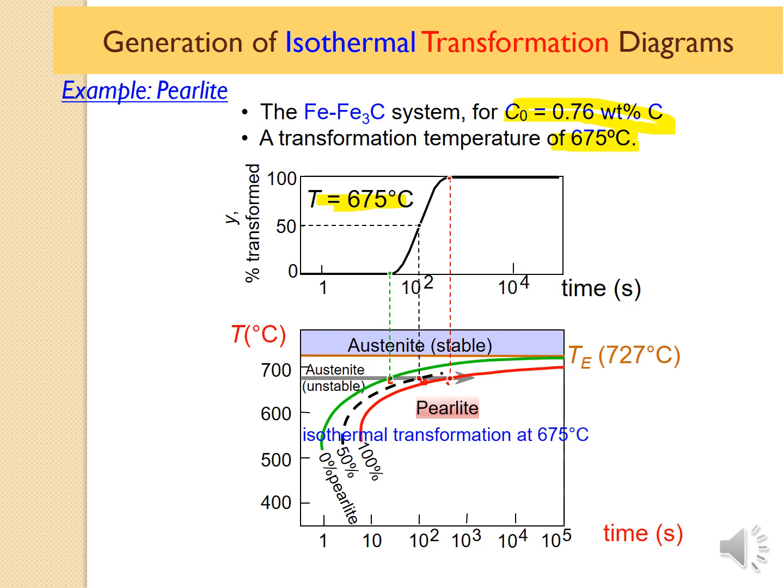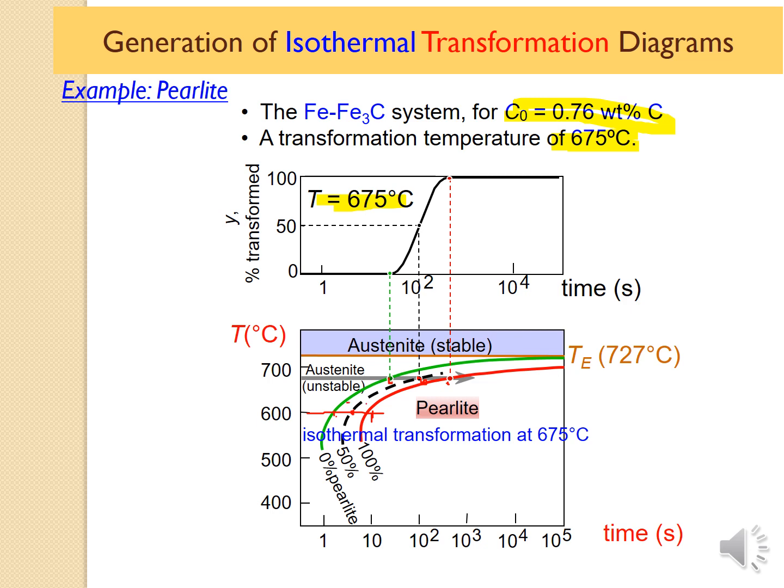And the same thing, we'll do the same experiment at a different temperature. For example, we will cool quickly from austenite, from above the eutectoid temperature to 600 degrees Celsius, and we measure the time the transformation just starts. We measure the time 50% finished. We measure the time the transformation is all completed. So we get another 3 points.